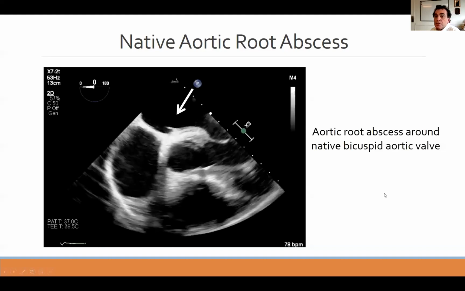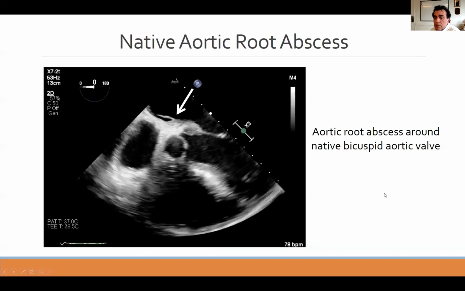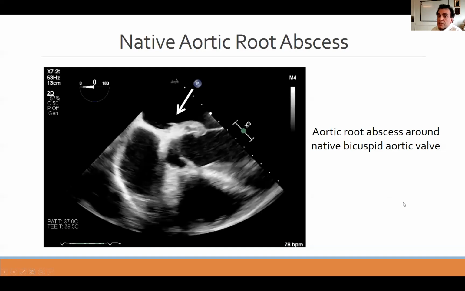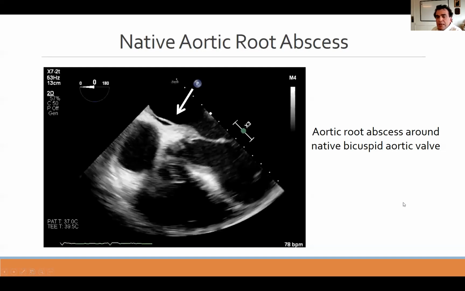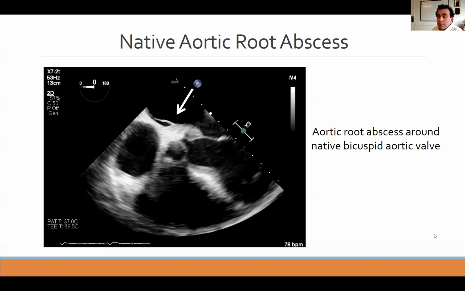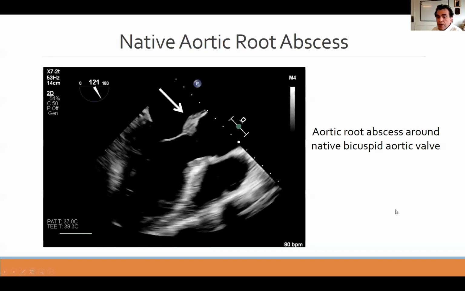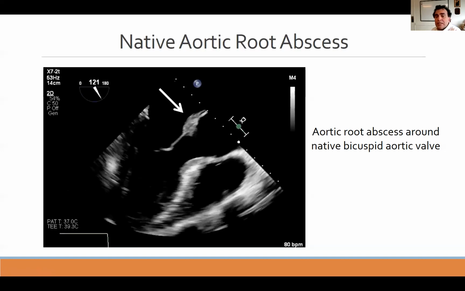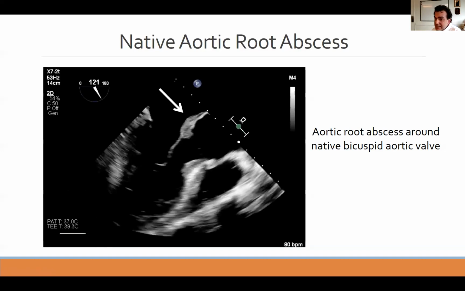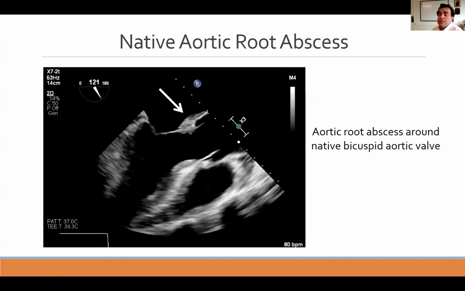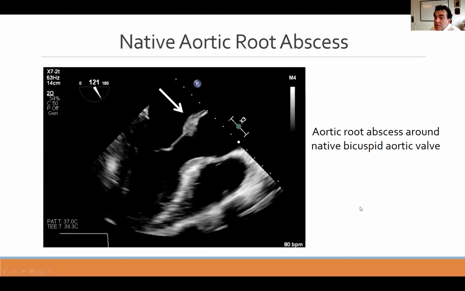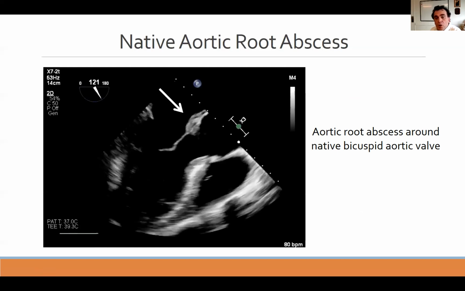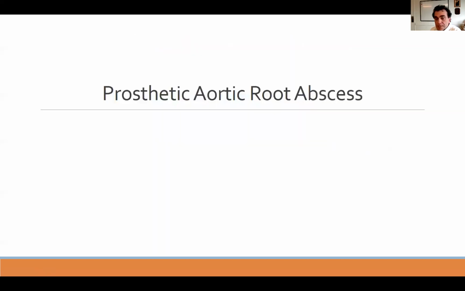Again, if I change the view, this is at the 0 degrees mid-esophageal view. You see there is a much larger abscess. There is an echolucent, heterogeneous appearance around the native root. Now this is the LVOT view. You see there are echolucencies, there is a density, but also there are echolucencies, and sometimes you can even see septations, characteristic of aortic root abscess.